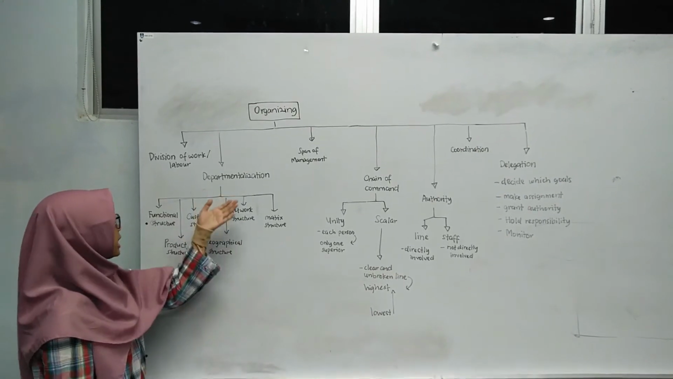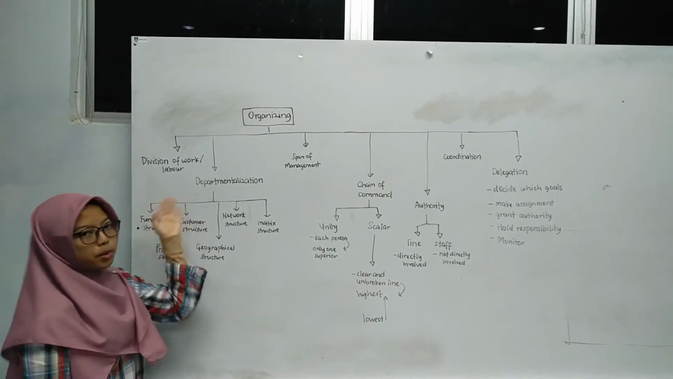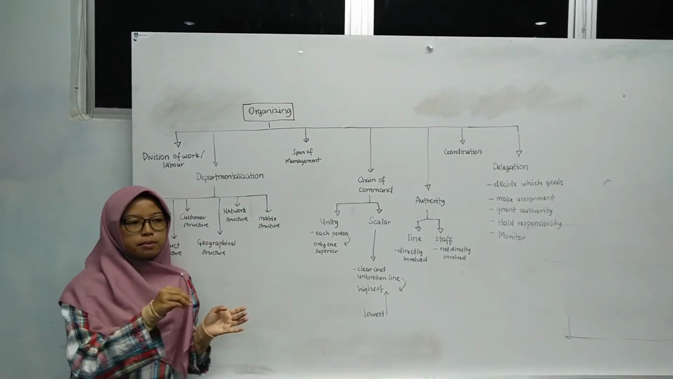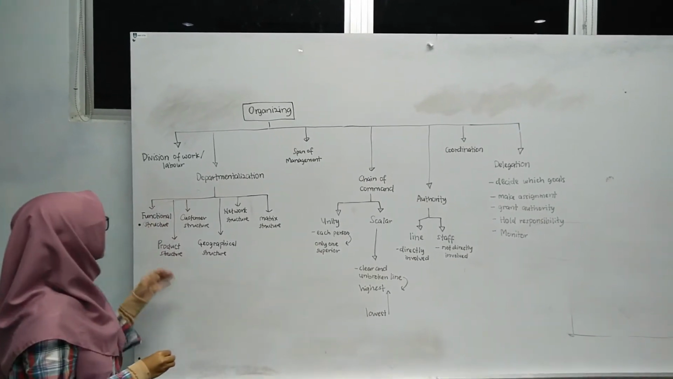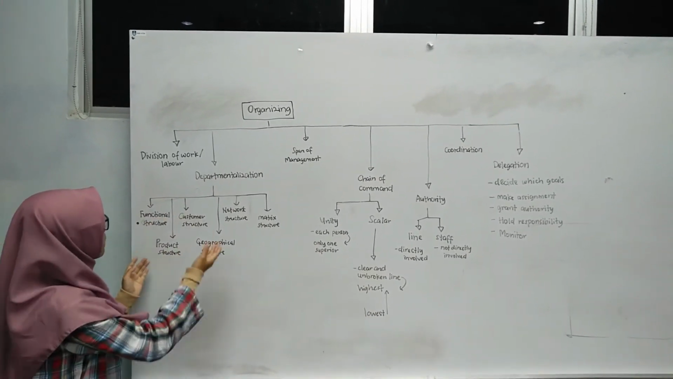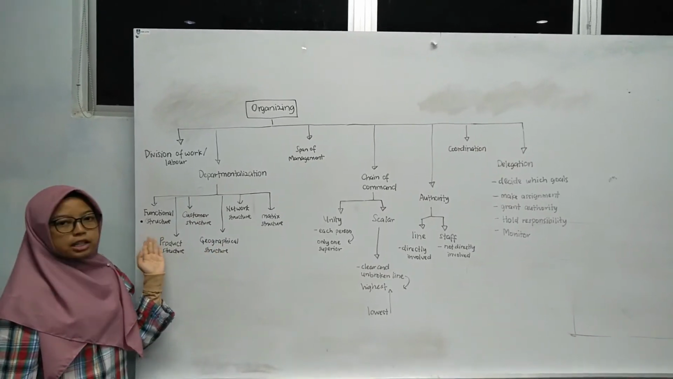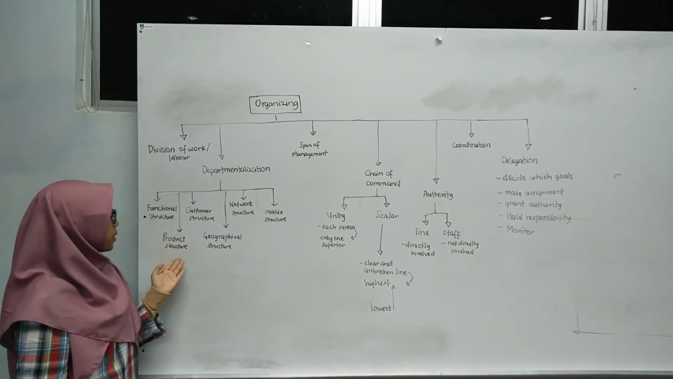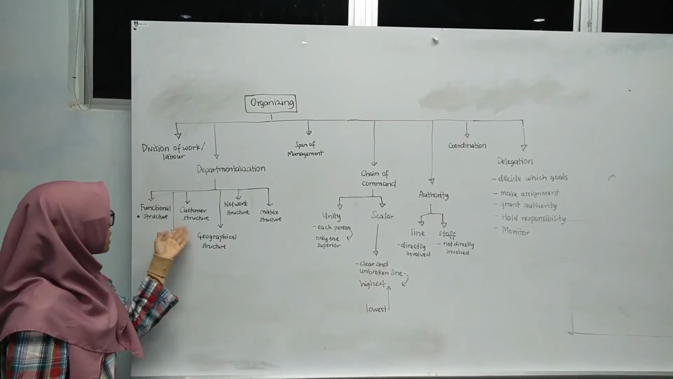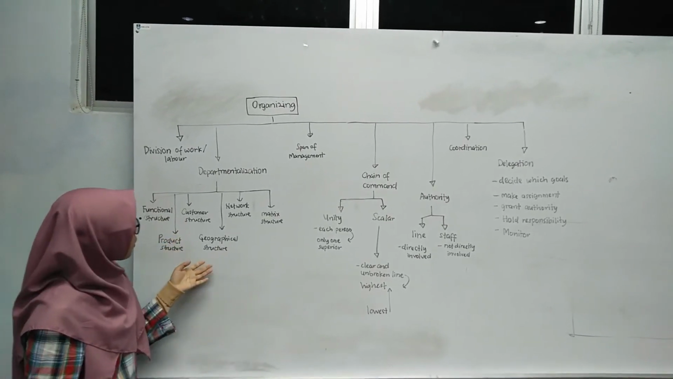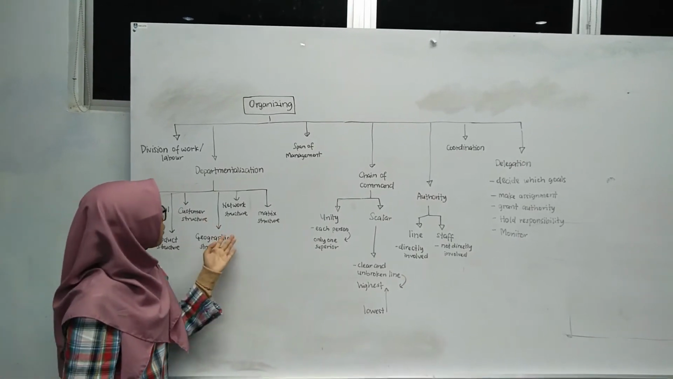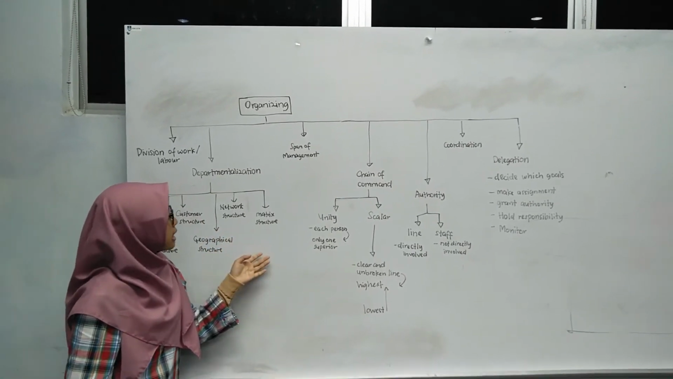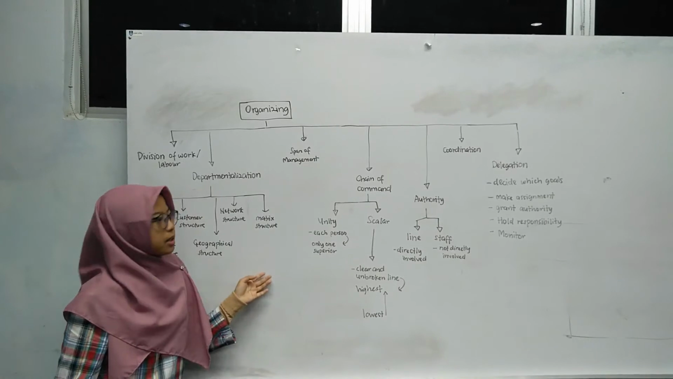Okay, departmentalization. Departmentalization is a process of grouping jobs into certain units of activities. So these are the types of departmentalization. First, functional structure. Second, product structure. Third, customer structure. Fourth, geographical structure. Fifth, network structure. And sixth, matrix structure.